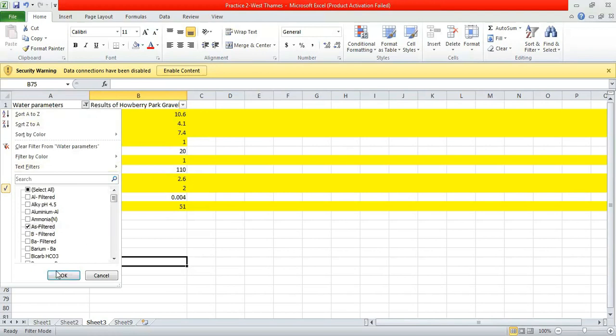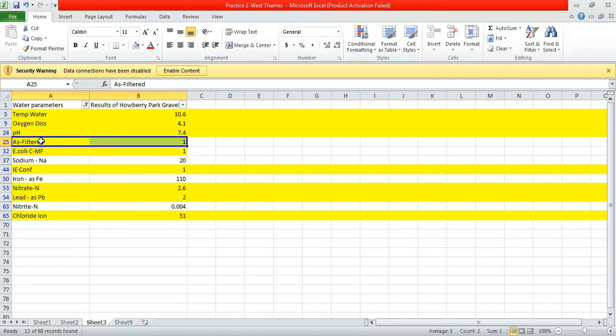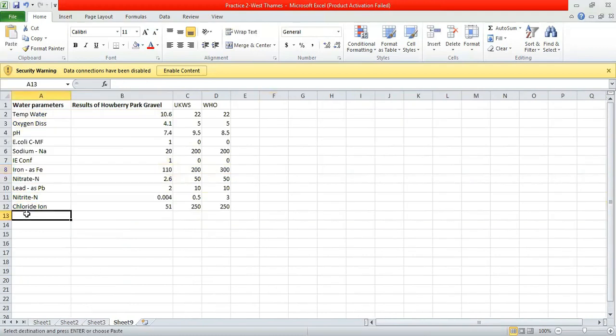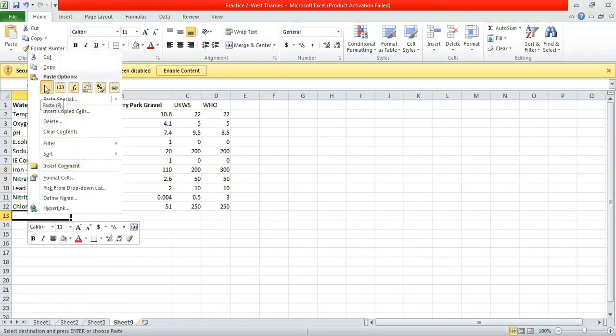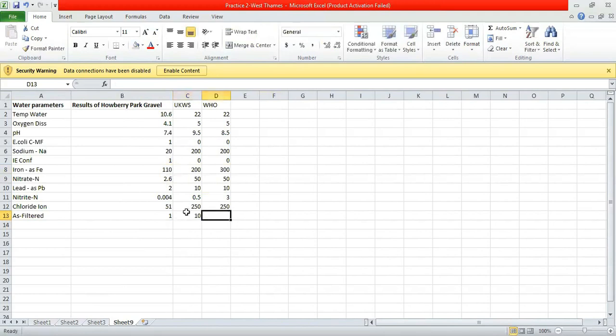Arsenic, yeah, arsenic, which we must include, very, very important. So arsenic filtered is 1. So we might want to copy this like that, and then paste here like that, and then we also put no field, and we have that. And then for arsenic, we also have 10 and 10.